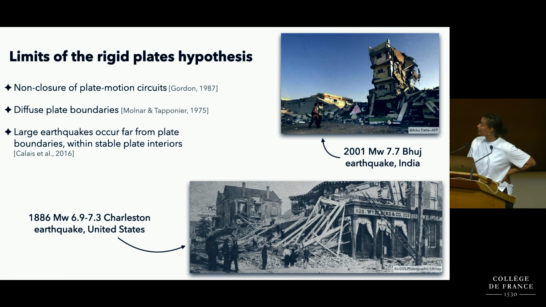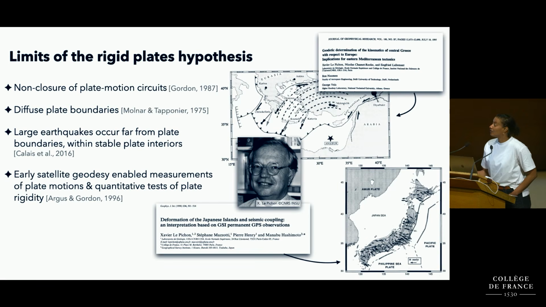You can see an example here for the Bhuj earthquake in 2001 in India, or the historical Charleston earthquake in the United States, causing quite a lot of damage. And what we've learned from the advance of space geodesy marked a major turning point in plate tectonics. And actually, Xavier Le Pichon was one of the advocates of space geodesy applied to tectonics from the early days of space geodesy, as he could measure plate motion with GNSS stations and also try to test this quantitative plate rigidity hypothesis, trying to measure the elastic deformation of plates.